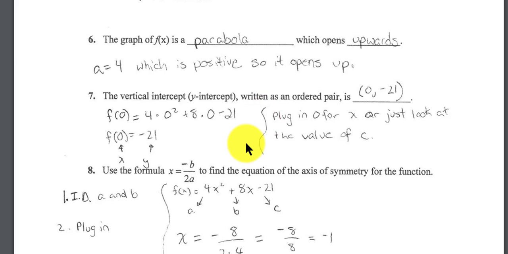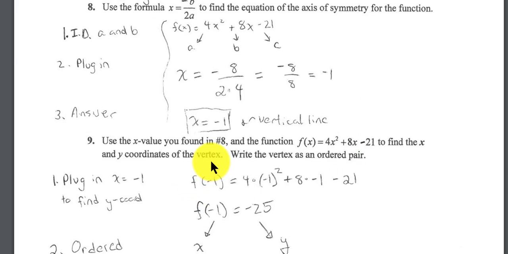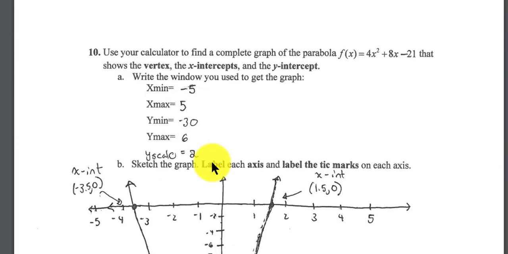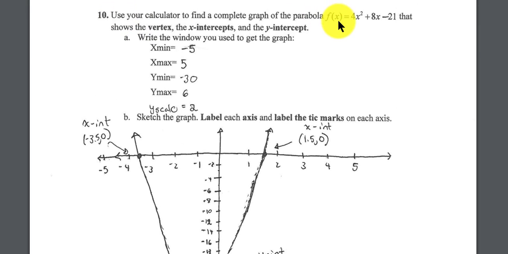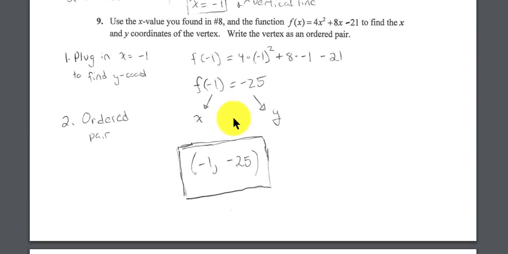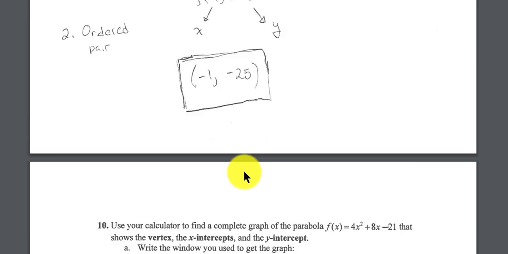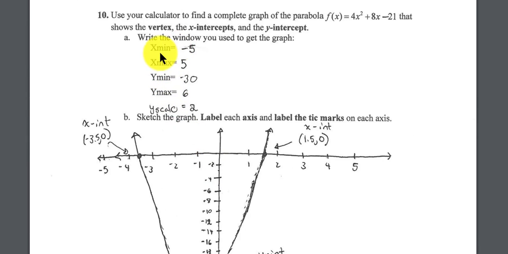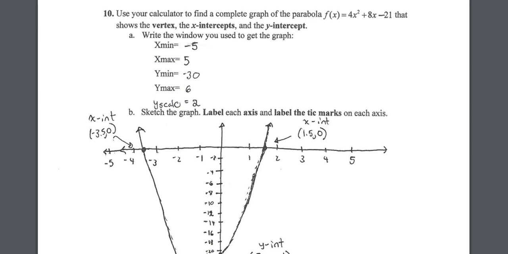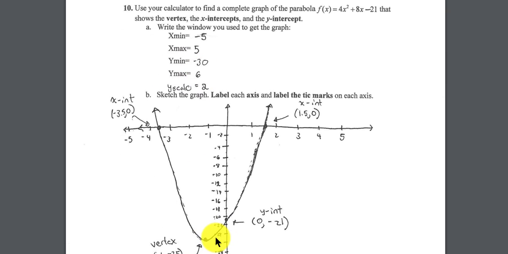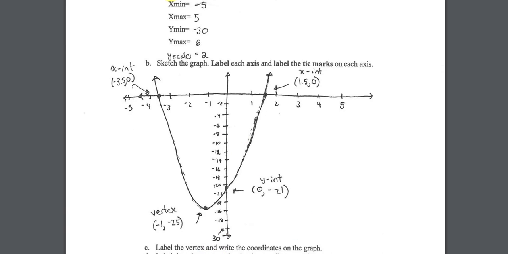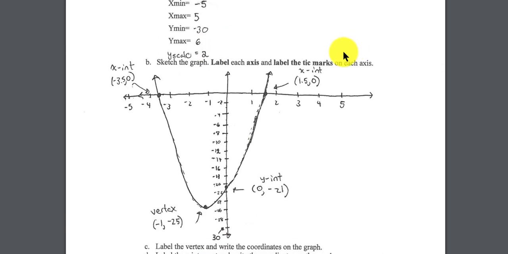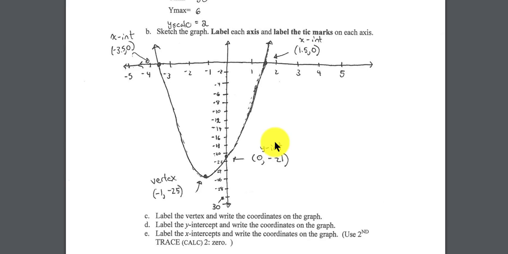Okay. On a test, I am definitely going to ask these questions. Vertical intercept, axis of symmetry, vertex. These are guaranteed test 3 questions. Okay. So now we ask you to graph this with your calculator. So you already know that the minimum value is going to happen at -1, -25. So your window, y minimum, has to be lower than -25. So we use -30. Okay. So here's my window, and here is my sketch.